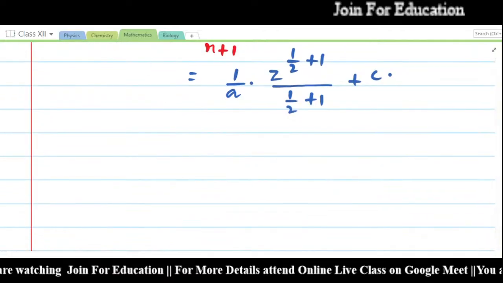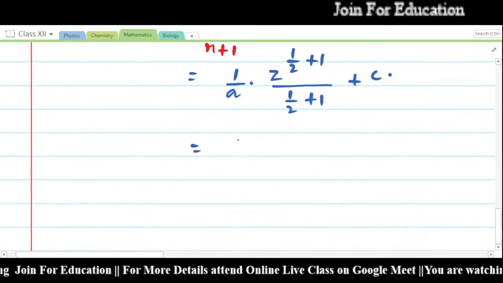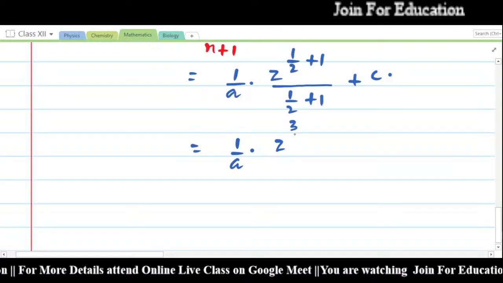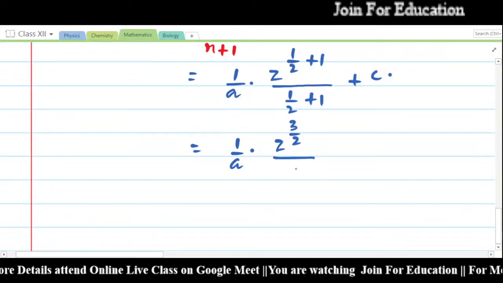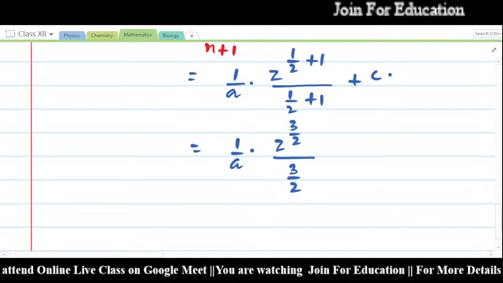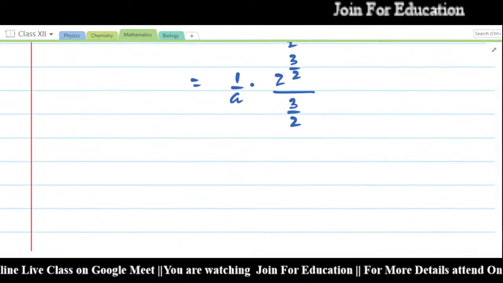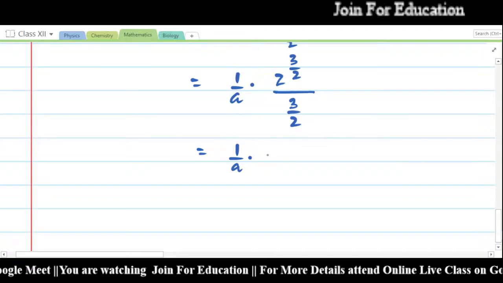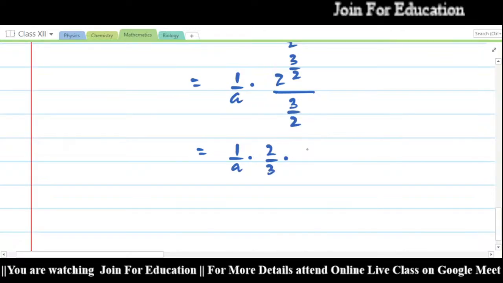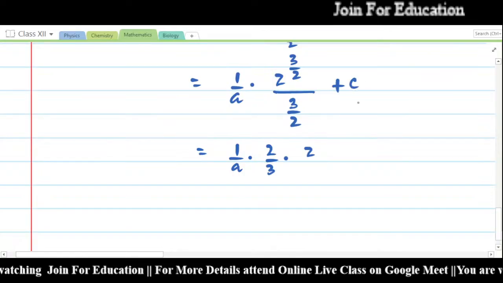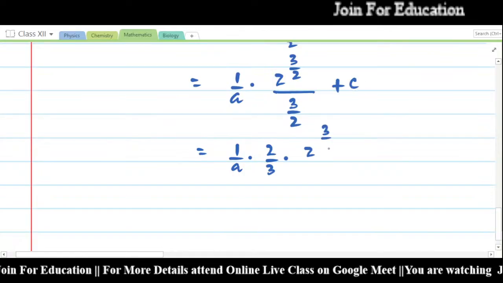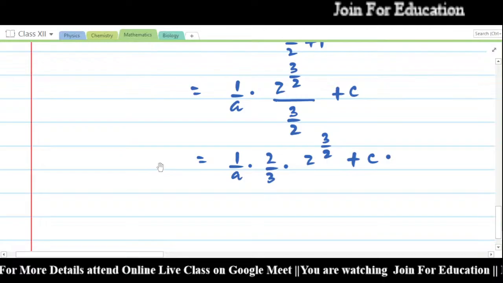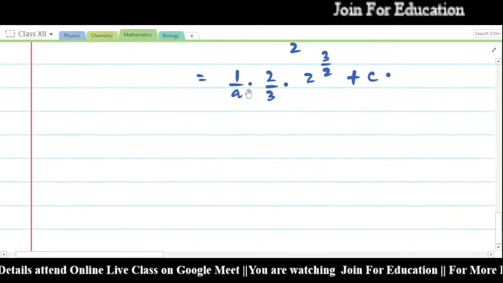After that there is no problem up to this step. Your next step will be equal to 1 by a and z to the power 3 by 2 by 3 by 2. So the next step will be equal to 1 by a into 2 by 3 into z to the power 3 by 2 plus c. There is no problem to understand up to this step. Now we put the value of z here.